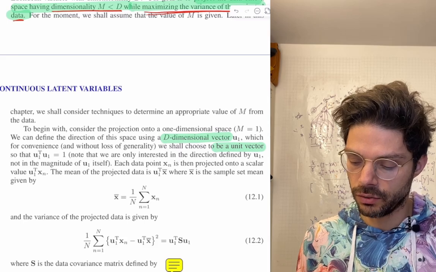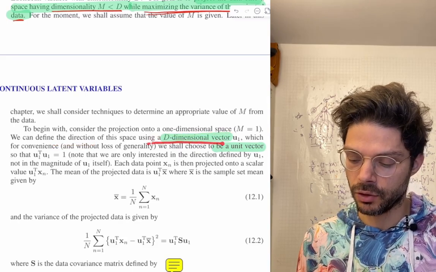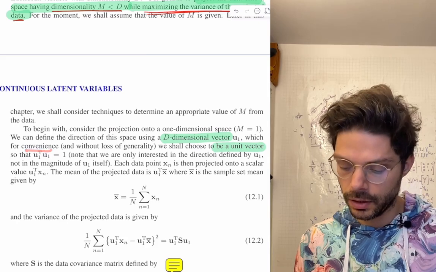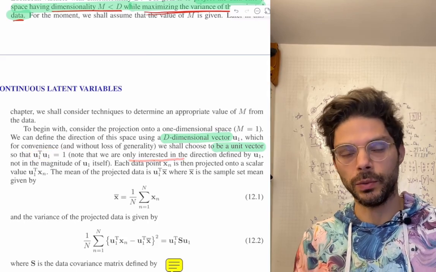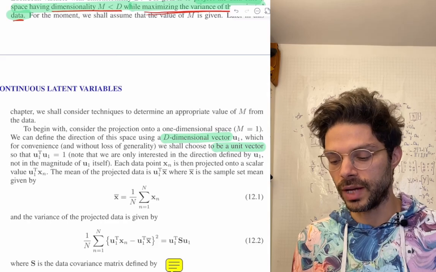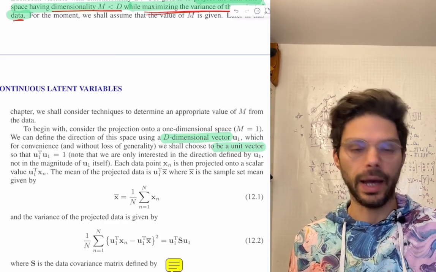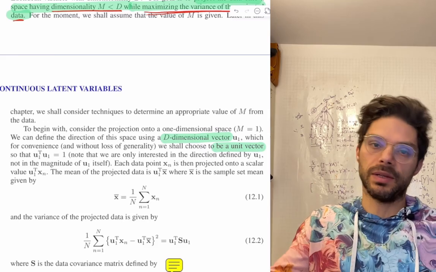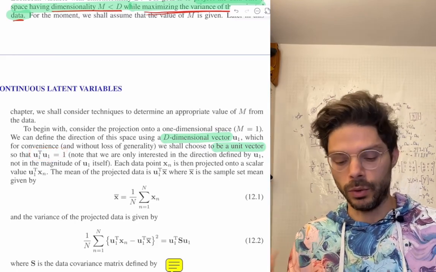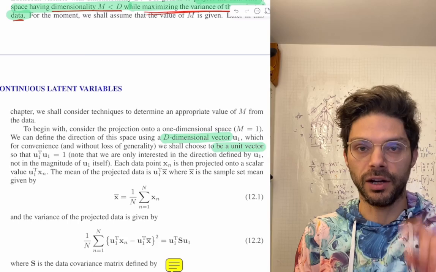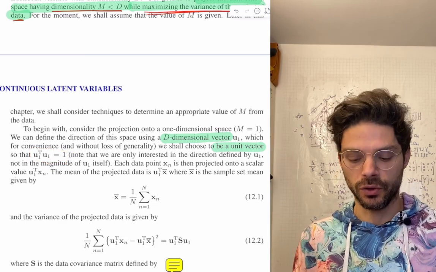Okay, so consider the projection onto a one-dimensional space. We can define the direction using a D-dimensional vector u_1, which for convenience we shall choose to be a unit vector. We're only interested in the direction, because we're going to project our data onto that direction. For example, if u_1 wasn't a unit vector and had some scale a, then all of your variances would be scaled by a squared. So there's no loss of generality, and we might as well just choose it to be a unit vector.